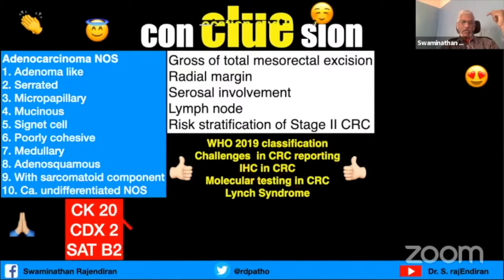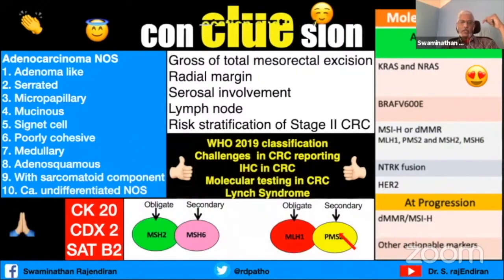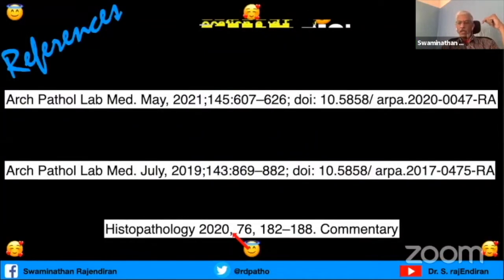What are the IHC markers? CK20, CDX2, and SATB2. Again, they are helpful only in the metastatic setup. What is the molecular testing you will do? KRAS and NRAS, BRAF, MSI-H or dMMR by doing IHC for all the 4 markers, NTRK fusion and HER2/neu. At progression, now is dMMR and other actionable markers in NGS. And then Lynch syndrome, there are 4 members, and to call it Lynch syndrome, you must have the germline mutation in all of them or in 2 of them in the obligate genes. Okay, this brings to the end of our discussion.